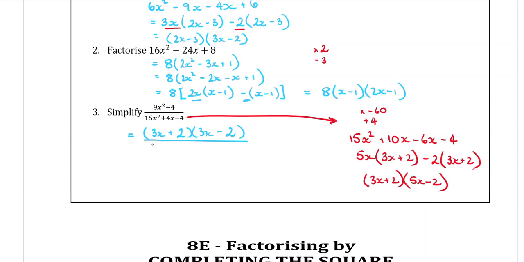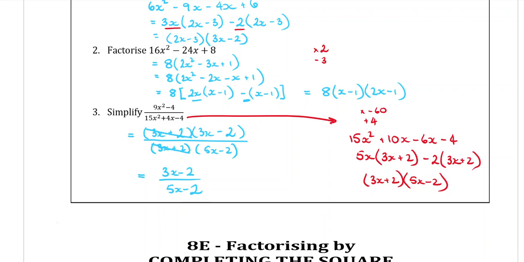So that now comes back to my fraction over here, and I can put that on my denominator, 3x plus 2 and 5x minus 2. And because everything's factorised, I can see I can cancel the 3x plus 2 from the top and the bottom. And my final answer would be 3x minus 2 over 5x minus 2.